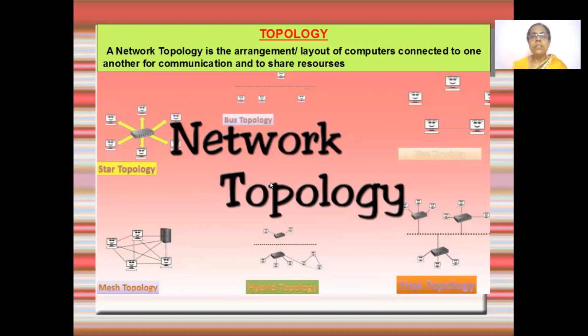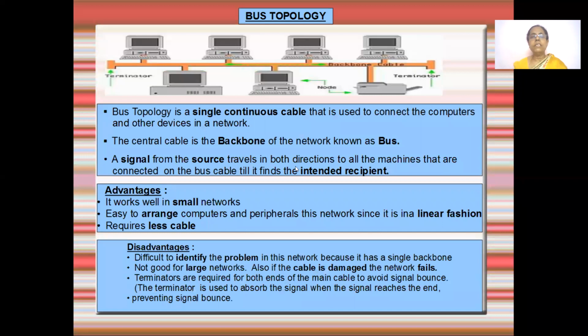The network topology is the arrangement or the layout of computers connected to one another for communication and to share the resources. What are the resources? The peripherals, that is your printer and the scanner. The first type of topology is the bus topology.